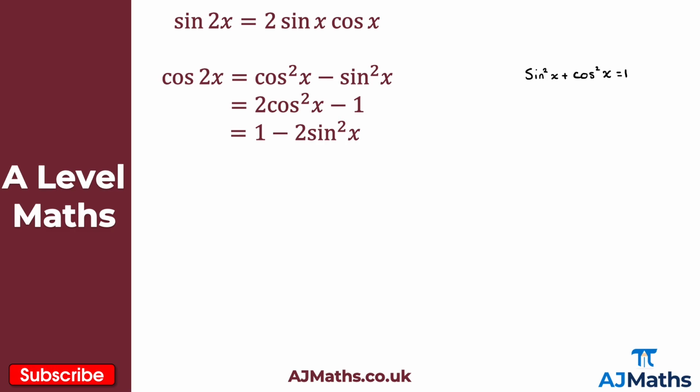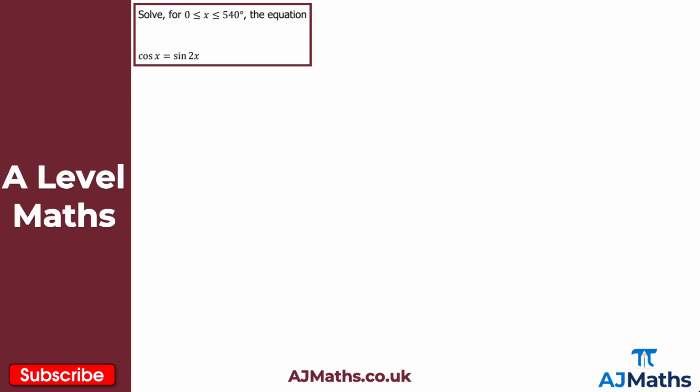So let's begin now with question 1. Starting off with question 1, it says solve for x being between 0 and 540 degrees the equation cos x equals sine 2x. So we're using double angle formula here to help solve these trig equations. On the right hand side we have sine 2x, so we can use the double angle result for sine. Obviously we can't do anything with the left hand side, that is simply cos x.